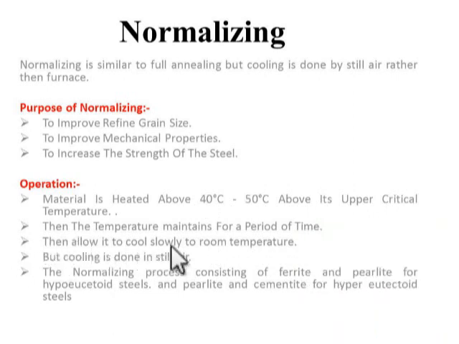Then allow it to cool slowly to room temperature, but cooling is done in chill air. Here you can use a fan or a blower to cool. The normalizing process produces ferrite and pearlite for hypo-eutectoid steel and pearlite and cementite for hyper-eutectoid steel.